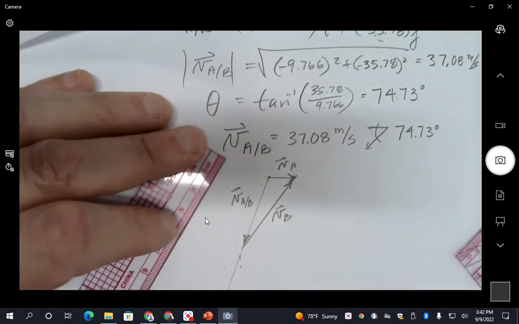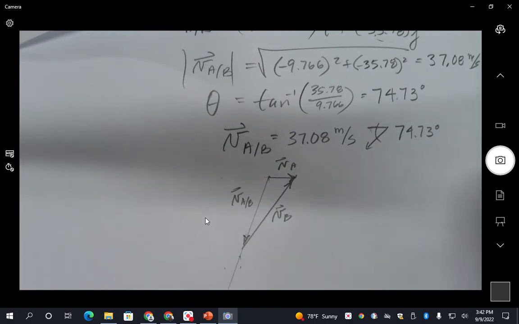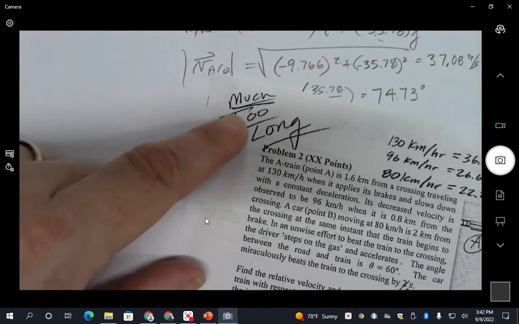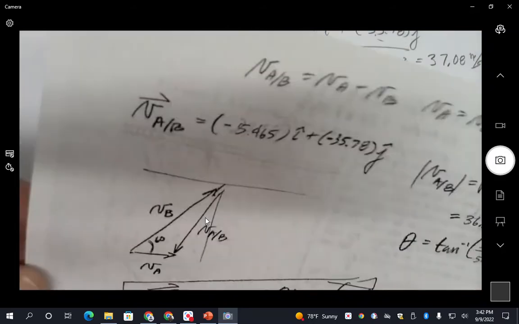So I probably could have used a different scale on there just to make it a little bit bigger, but you get the idea. That was the nature of it. I know, it was a longer problem than was possible to do during an exam, so I wrote on it. Much too long, even getting rid of the relative acceleration.